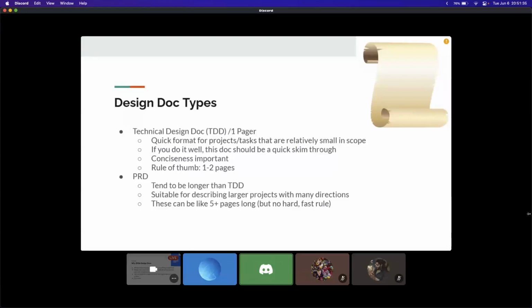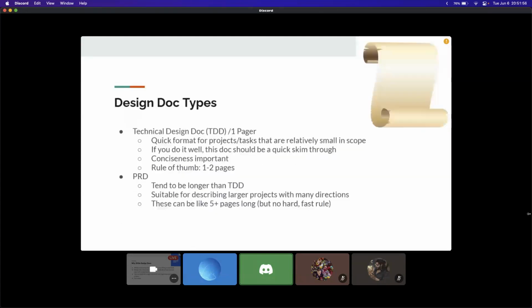In terms of deciding which one you should write between TDDs and PRDs, it totally depends on the complexity of the task. It also depends on what you need to describe to understand the project, task, or engineering undertaking. So this should be decided with good judgment in mind.